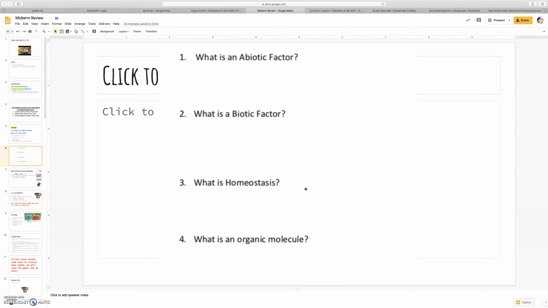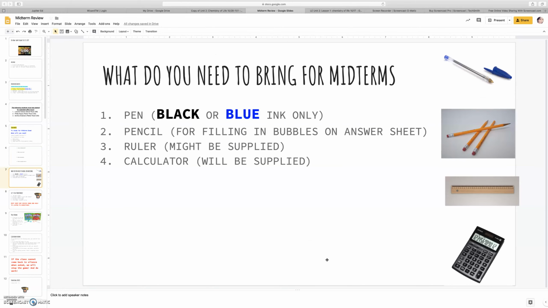It's a reading comprehension. What is an organic molecule? Organic molecules are molecules that contain carbon and hydrogen at the same time. At the same time, ladies and gentlemen, okay? So we'll get back to that.